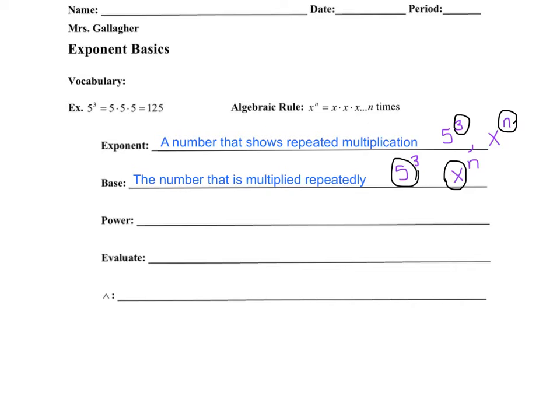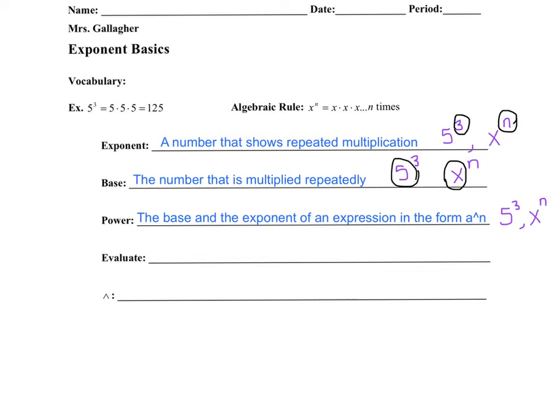The next term is power. Power is the base and the exponent of an expression in the form a to the nth power. And this is a caret symbol that we're going to talk about in a few seconds. An example would be 5 to the third power or x to the nth power.